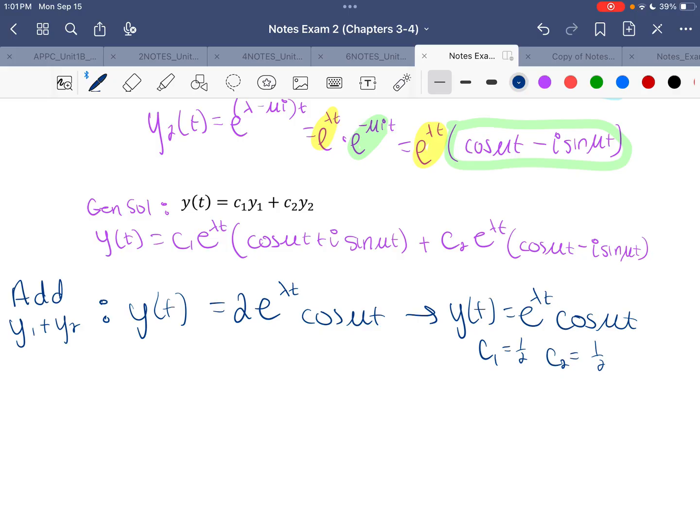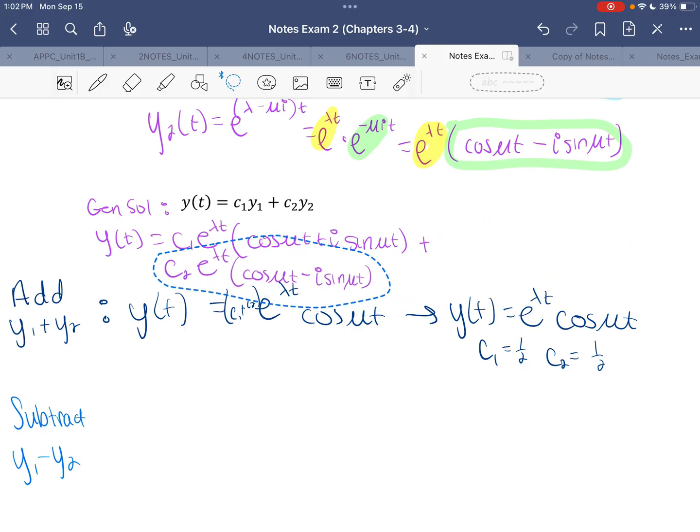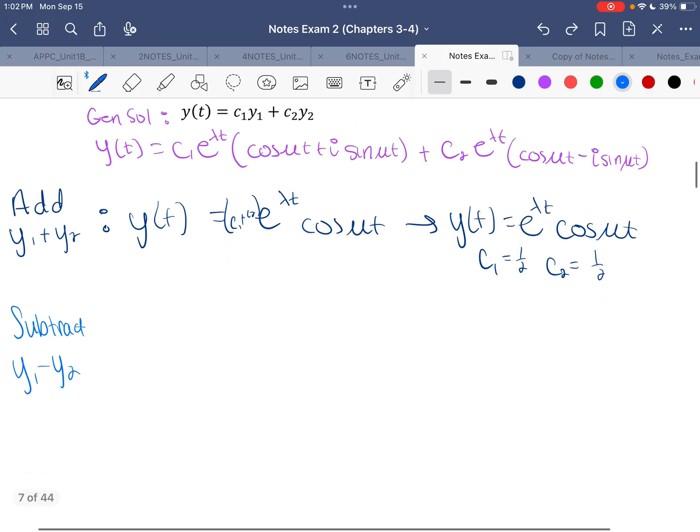Or here, even better, c1 plus c2 will make you feel happier. And then if I subtract, so I'm doing y1 minus y2, and I stack these on top of each other and think about subtracting, I have a minus and a plus. How does that affect everything? The thing we're left with is the cosines canceling out and the sines are what's left.